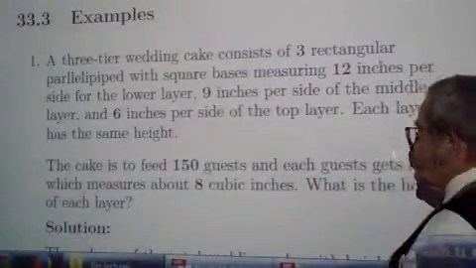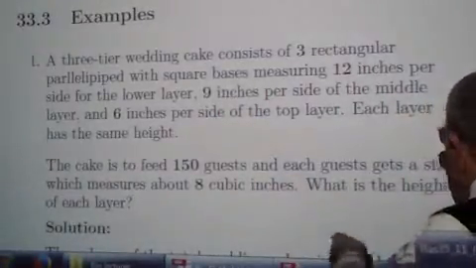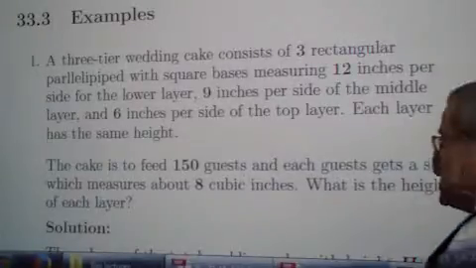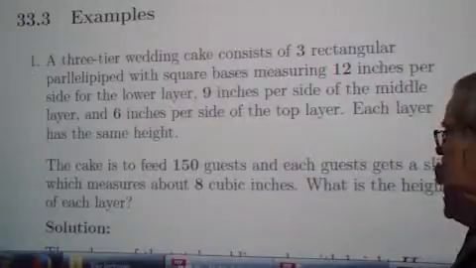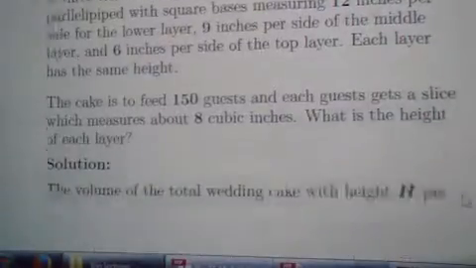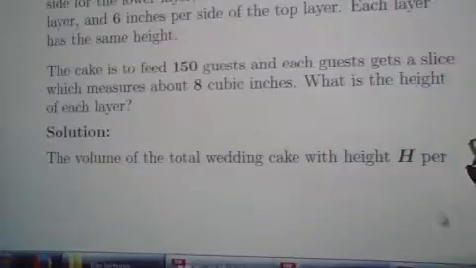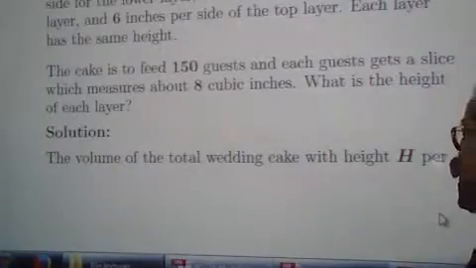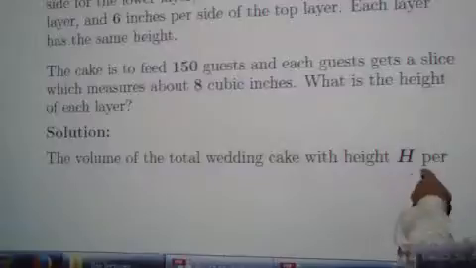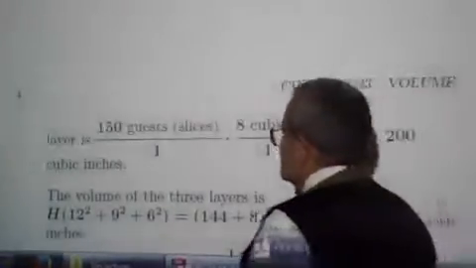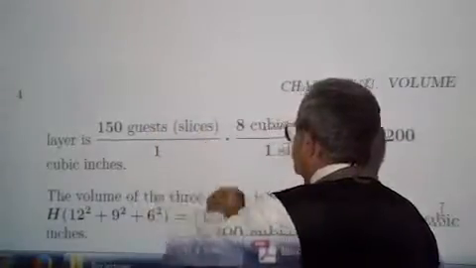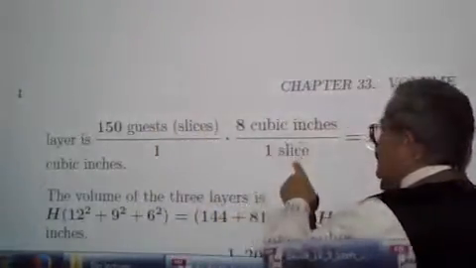Now the cake is to feed 150 guests, and each guest gets a slice which measures about 8 cubic inches. What is the height of each layer? So you have 3 boxes, one on top of each other, and the volume of the total cake with height h is the following. There are 150 guests, so 150 slices. We have 8 cubic inches per slice.